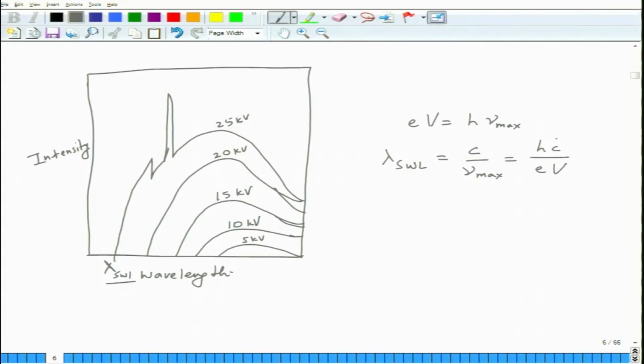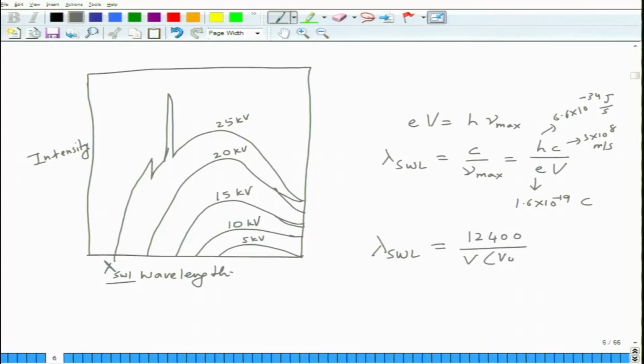If you work this out, h, Planck's constant, is 6.6 into 10 to the minus 34 joule second. c is 3 into 10 to the power 8 meter per second. Electron charge is 1.6 into 10 to the minus 19 coulomb. So lambda SWL works out to 12,400 divided by V in volts.